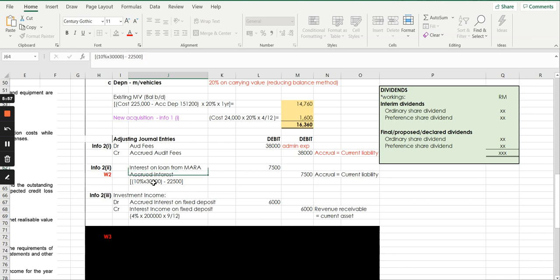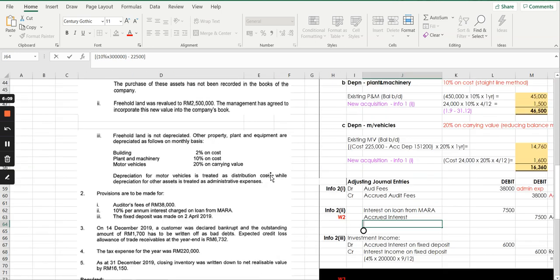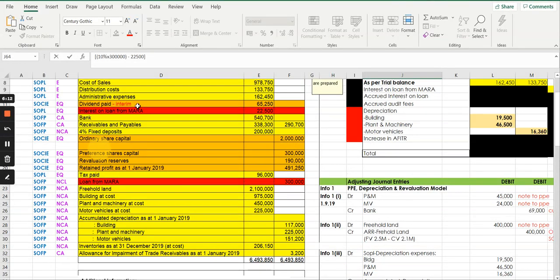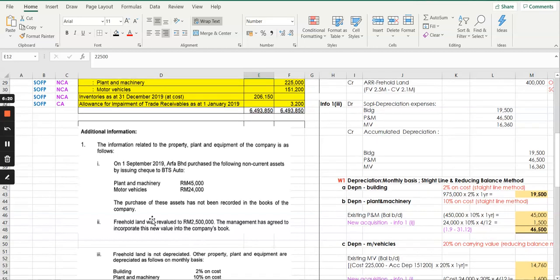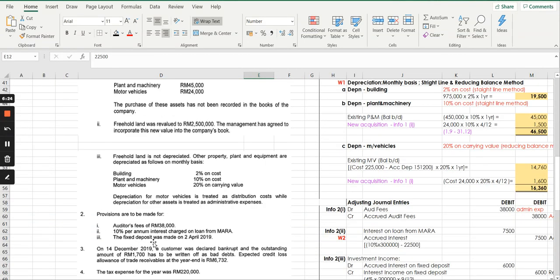So the interest on loan from MARA, if you look, the loan itself is 300,000, the principal. Go and check your trial balance. You can see that the loan from MARA is 300,000. The interest that has been provided is 22,500. And you are informed that the interest should be provided at 10%. So therefore, you need to check whether the interest has been provided correctly or not.